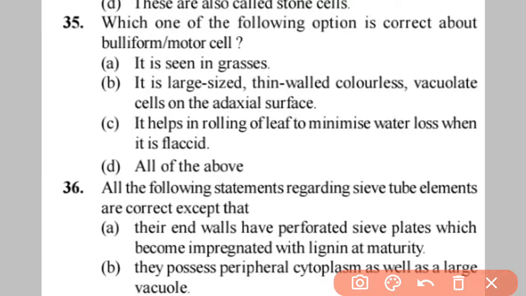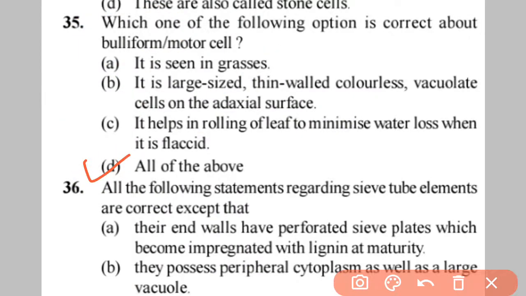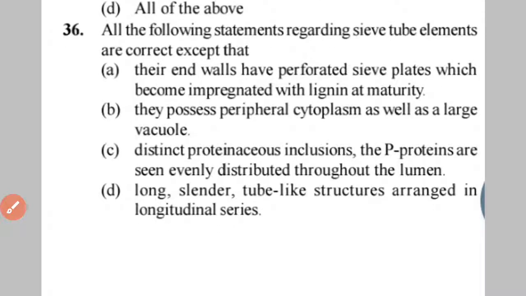So here we have to find the correct option for bulliform cells. In bulliform cells, you can see all options are correct. It is seen in grasses. It is large cell, thin walled, colorless, vacuolate, on the adaxial surface. It helps in rolling. Yes, all are the features of bulliform cells. So option D is correct here. Let's move on to question number 36.